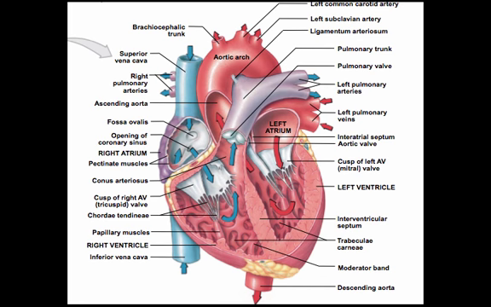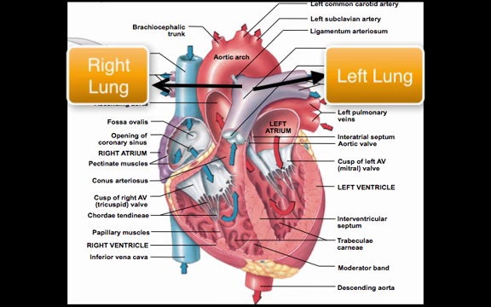The opening where the pulmonary trunk begins on the right ventricle is covered by a semilunar valve called the pulmonary valve. The pulmonary valve has 3 semilunar cusps. The pulmonary arteries deliver blood to the lungs, where they will pick up oxygen and drop off carbon dioxide.